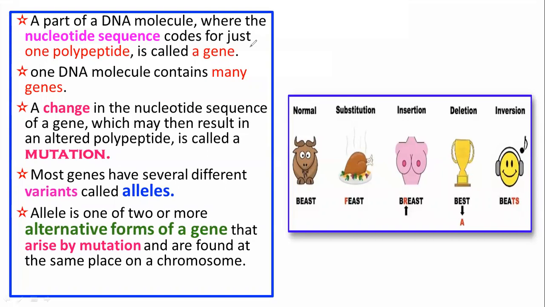You can see a part of the DNA molecule. Let's suppose this is G, and its pairing will always be C, and then comes A, which will always pair with T. In between they have bonds: a double bond for A to T, and a triple bond for G to C. So if I'm talking about the sequence of nucleotides, only one part of DNA will code for only one polypeptide, and that part is called a gene, a single gene.